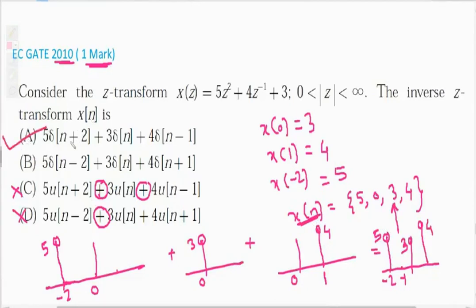Okay. So what happens basically, delta n plus 2. So students, if you make a mistake, delta n plus 2 means it is present at minus 2, and amplitude is 5. If you make a mistake here, sketching delta n minus 2, then you will mistakenly choose option B. So delta n plus 2 means it is present at minus 2. Be careful with the shifting operation because options are quite similar. Okay, correct answer is option A. Okay, thank you.